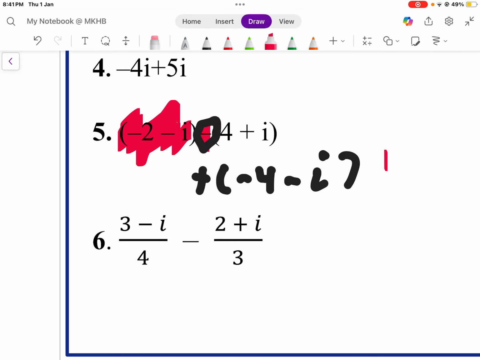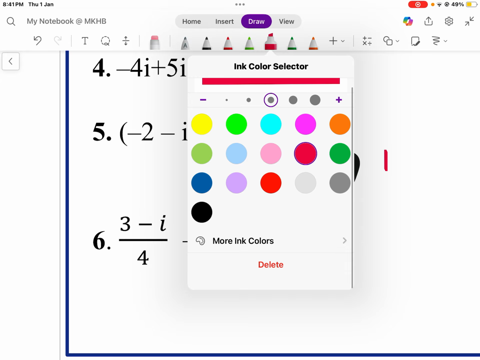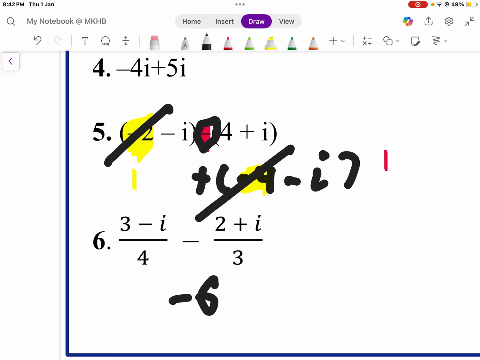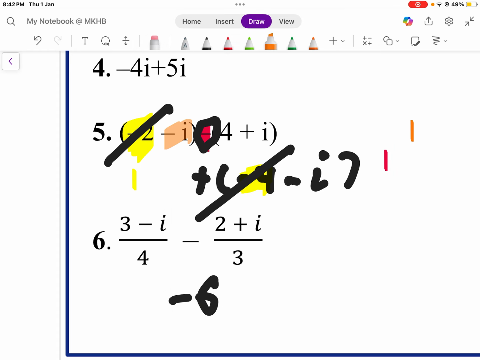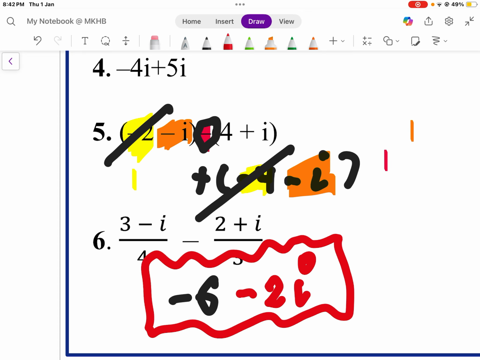Okay, let us start. Now numbers with numbers and i's with i's. Now this is negative 2, negative 4, it will be negative 6. Yes, now we are done with this and this. Now the i's, you are my eyes, my dear student. Negative i and negative i, negative 2i. And we are done.